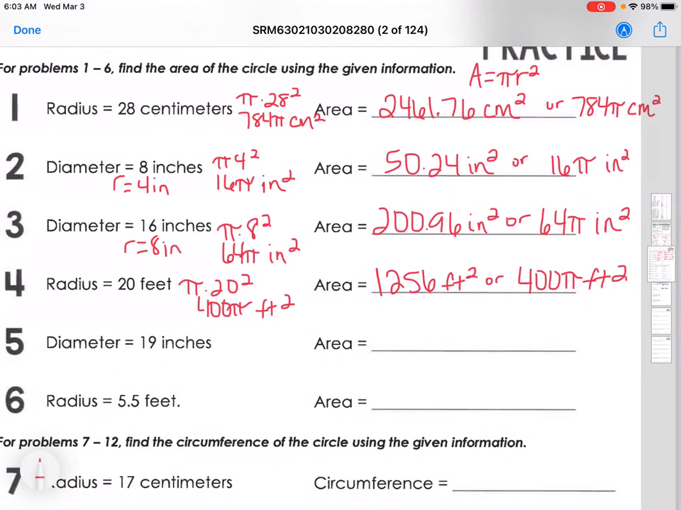Number 5, the diameter is 19 inches, so we need to divide that by 2, which will be 9.5 inches. So pi times 9.5 squared, which is 90.25 times pi square inches. Then when you multiply that, you get 283.39 square inches.